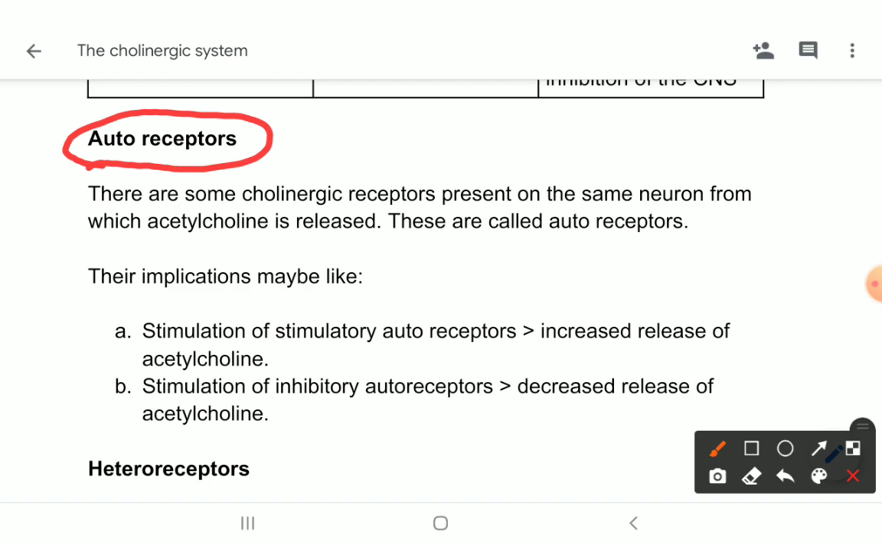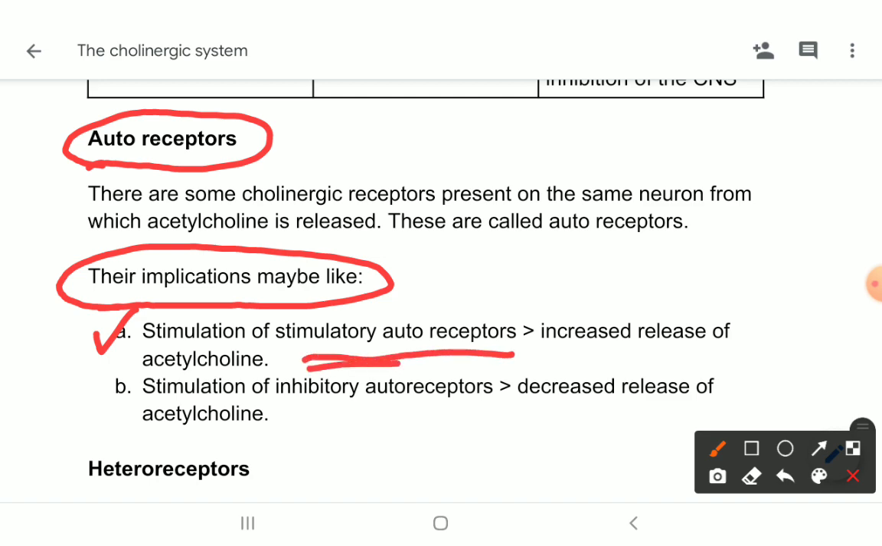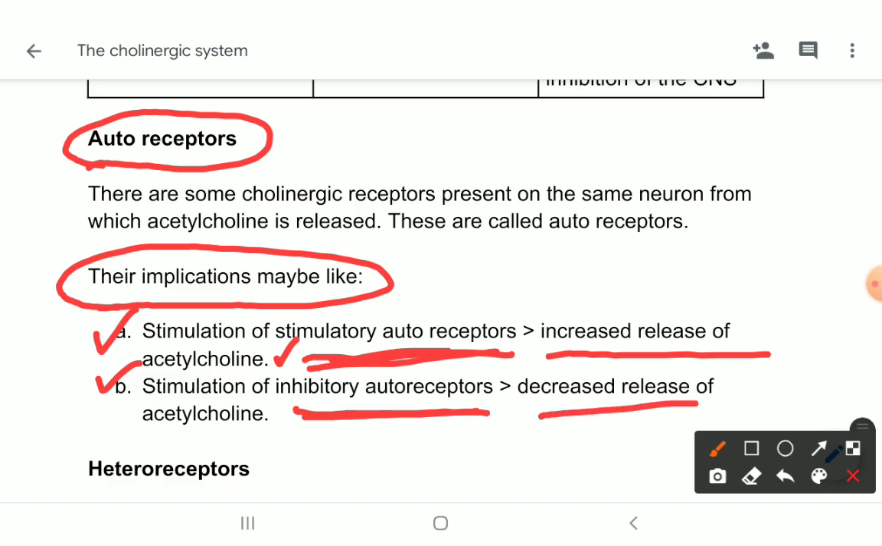Now, what are the effects of these receptors? Number one, stimulation of stimulatory autoreceptors. If the autoreceptor is stimulatory and if you stimulate that receptor, that will increase the release of acetylcholine, the neurotransmitter. And number two, if you stimulate the inhibitory autoreceptors, that will cause decreased release of acetylcholine.